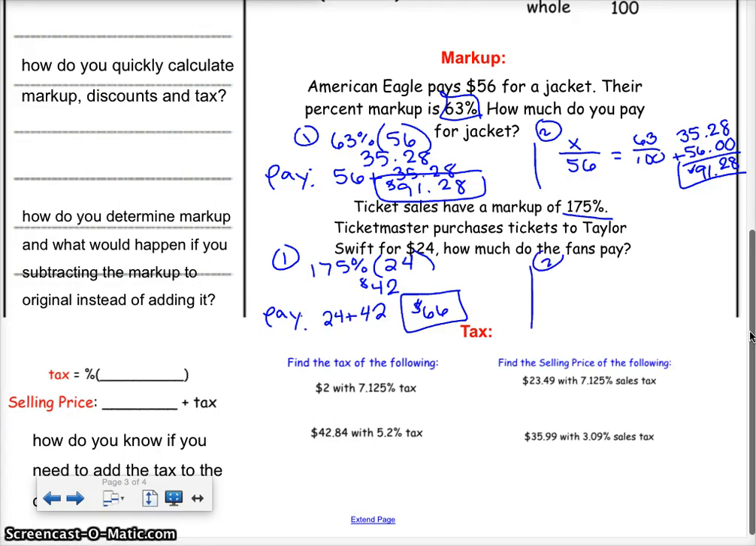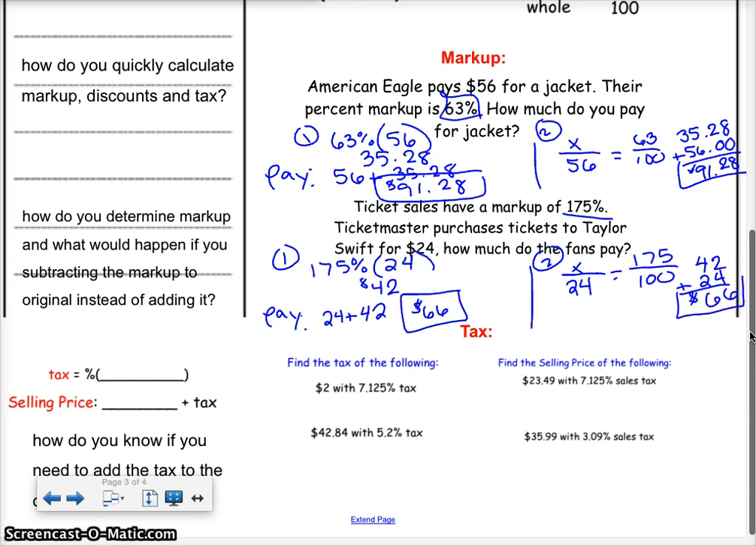Strategy number 2 is proportions. I do like proportions. I think that they're nice and kind of easy to set up. Markup is part, is to the total amount they paid, 24, as your percent, 175, is to 100. And then again, that will give you 42, and you just have to remember that you add what they paid. And you get your 66.